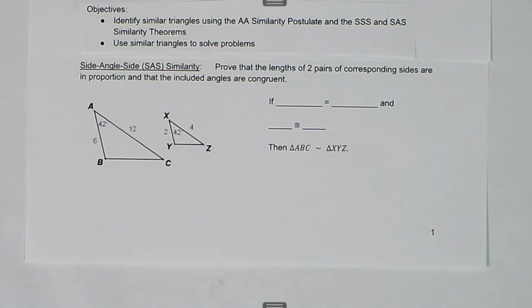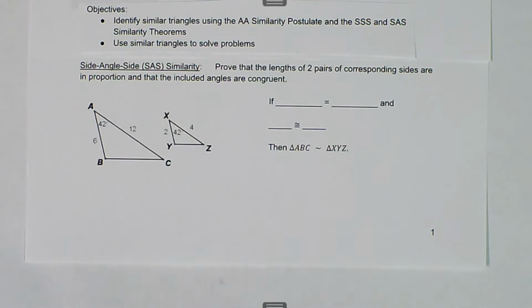We are talking about identifying similar triangles using the AA similarity postulate and the SSS and SAS similarity theorems. So we'll illustrate the side angle side similarity theorem, and it proves that the lengths of two pairs of corresponding sides are in proportion and that the included angles are congruent.